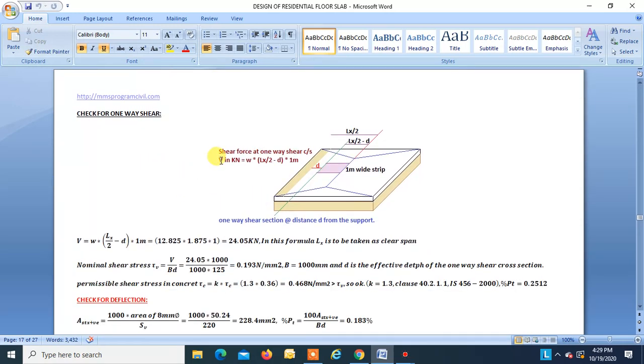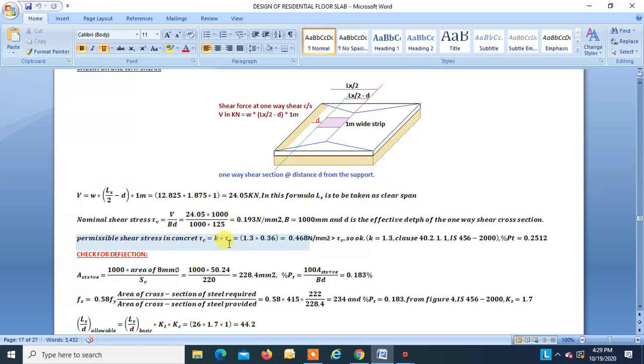Same fundamentals. V is equal to W into Lx by 2 minus d into 1 meter. V is found to be 24.05 kilonewton. Nominal shear stress V divided by bd is 0.193. Tau C again, K into tau C. K is 1.3 as from clause 40.2.1.1, and tau C we get 0.36 for corresponding PT 0.2512 and M20 grade concrete. So this into this is 0.468, which is greater than this, so it is safe in one-way shear.